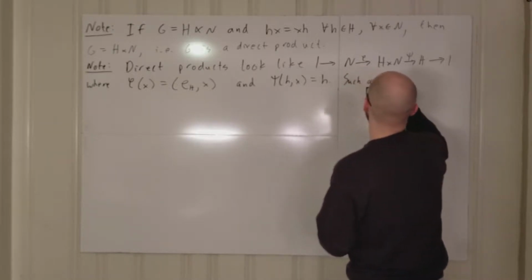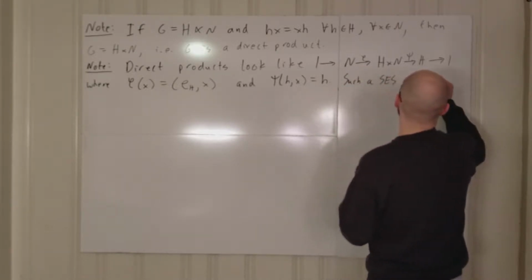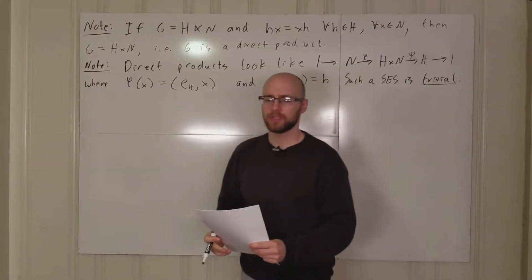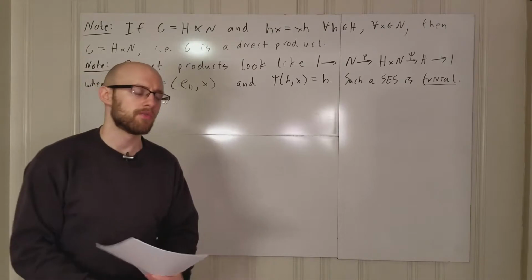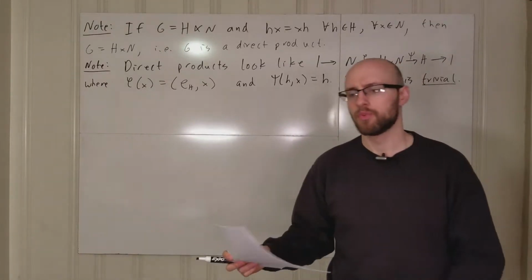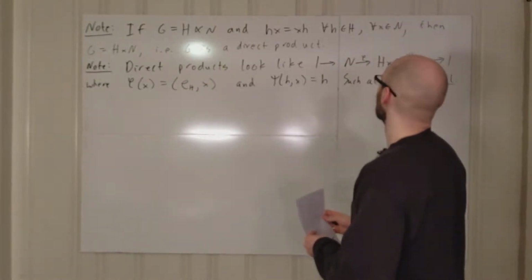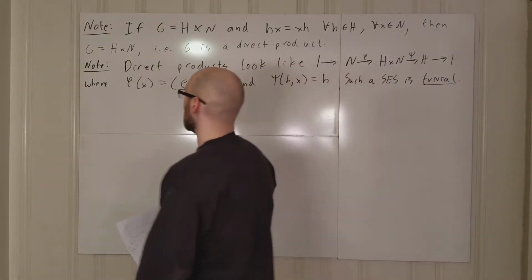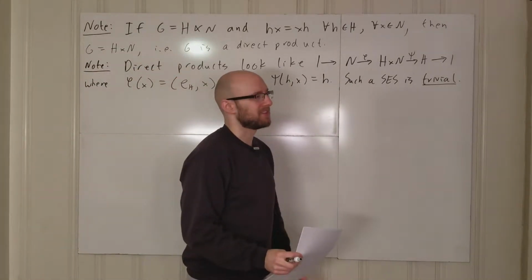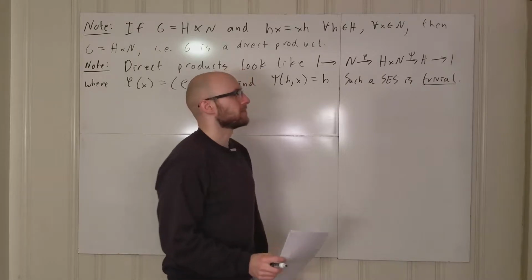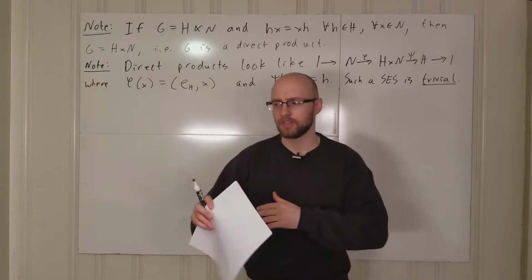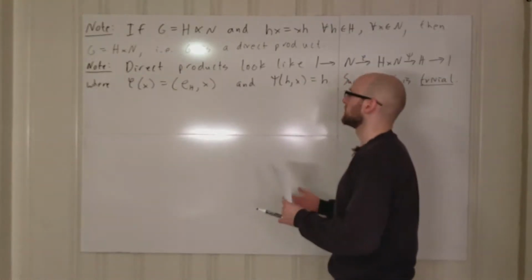Such a short exact sequence is trivial. And this is sort of strange, because typically with trivial there's an intuition behind that: if something's trivial, that means it's boring. So why is this boring? The reason is that this short exact sequence doesn't really tell us anything about H and N. There's no real relation between H and N. They're not related in any special way.